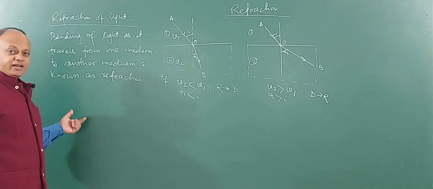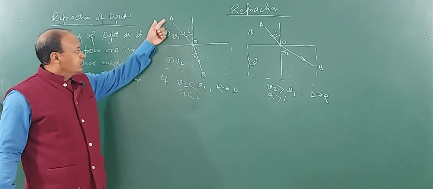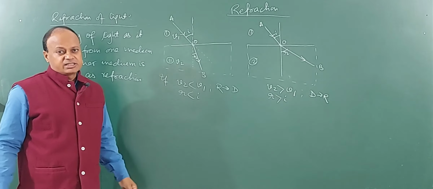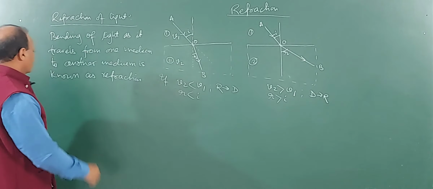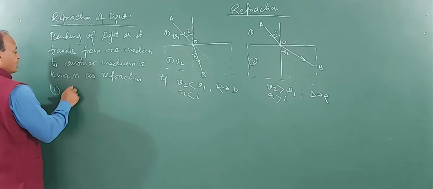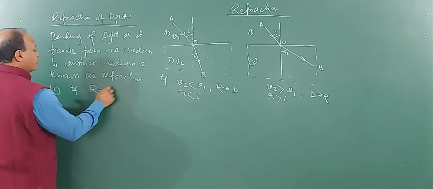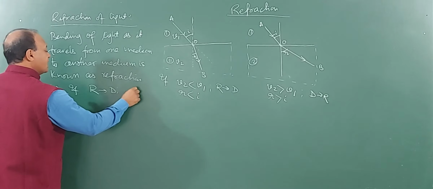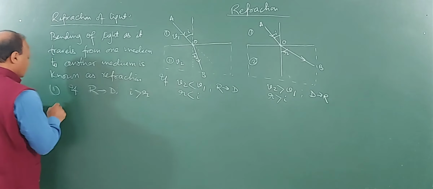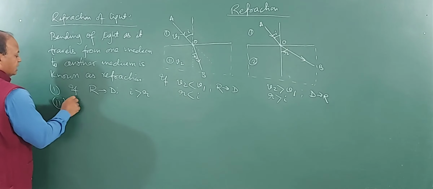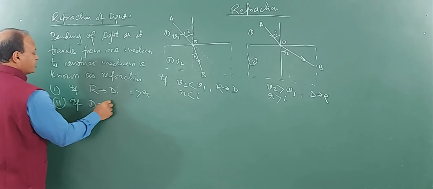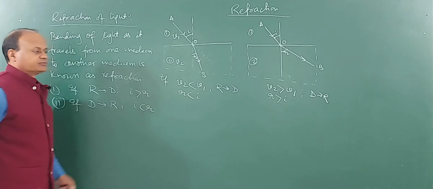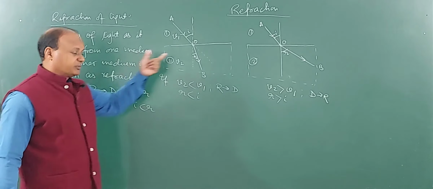So you define what is refraction, and then there are three elements in it: incident ray, refracted ray, and the normal at point of incidence. And the two cases you have to remember. First one is if ray is going from rarer to denser, then I is more than R. And number two, if the ray is going from denser to rarer, children, then I will be less than R. Clear? And I'm sure you understood from this.